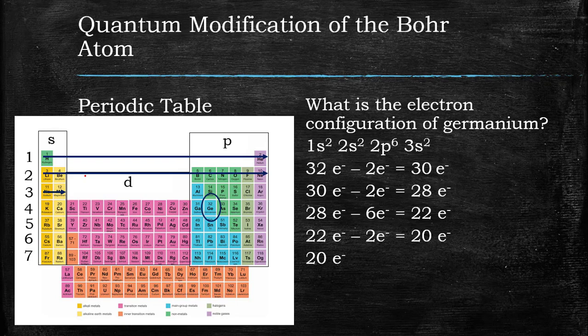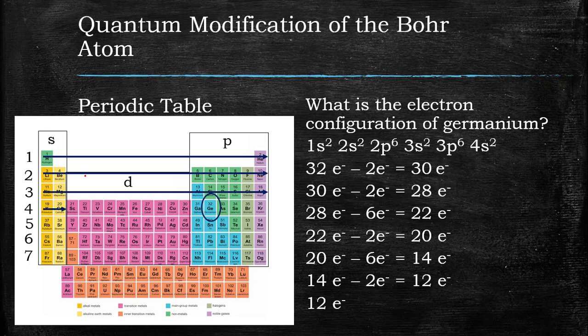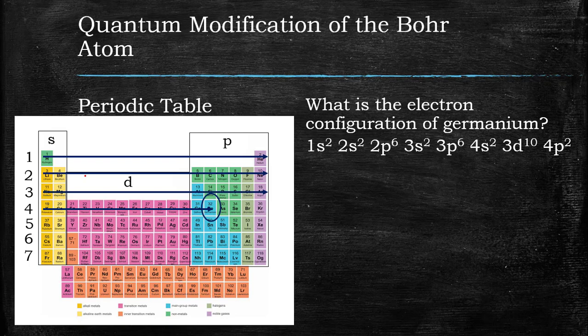2 in the 3s, so I have 20. 6 in the 3p, so now I have 14 electrons. I put 2 into the 4s, so now I've got 12 electrons left. But notice I'm now going to be crossing the D block, and the D block starts on the 3rd level. I can place 10 electrons there, so that's 3d10. My last 2 electrons get placed there. So I can say that this is the electron configuration of germanium, read off the periodic table.